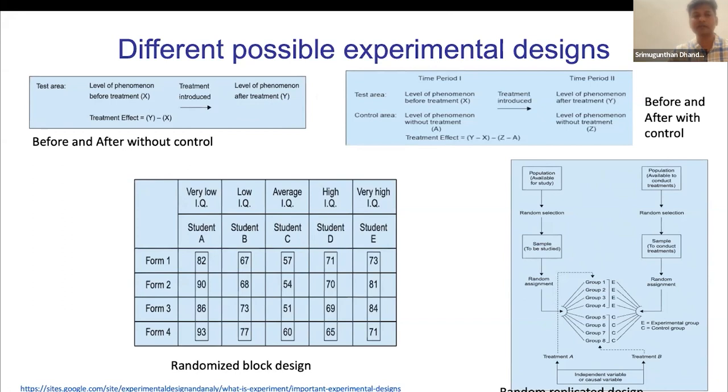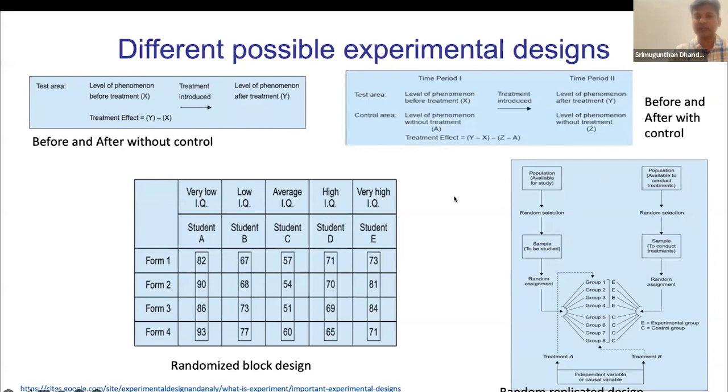You can also have a design with an explicit control. For the control and the test, you will not apply the treatment to the control. So you observe before and after: before the treatment, the test and control, what is the effect, and after the treatment is applied only to the test, what is the effect. This kind of study design is also possible.